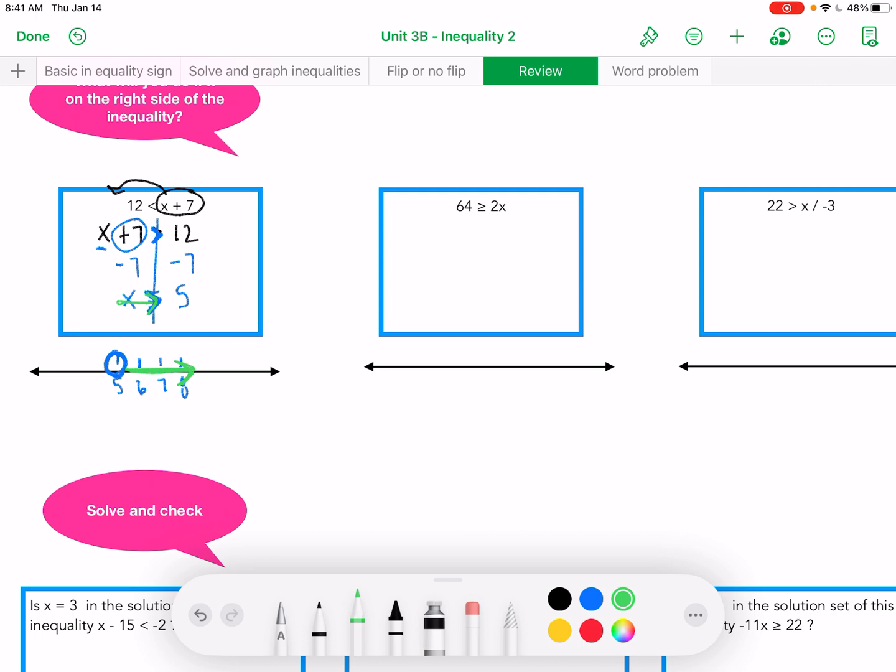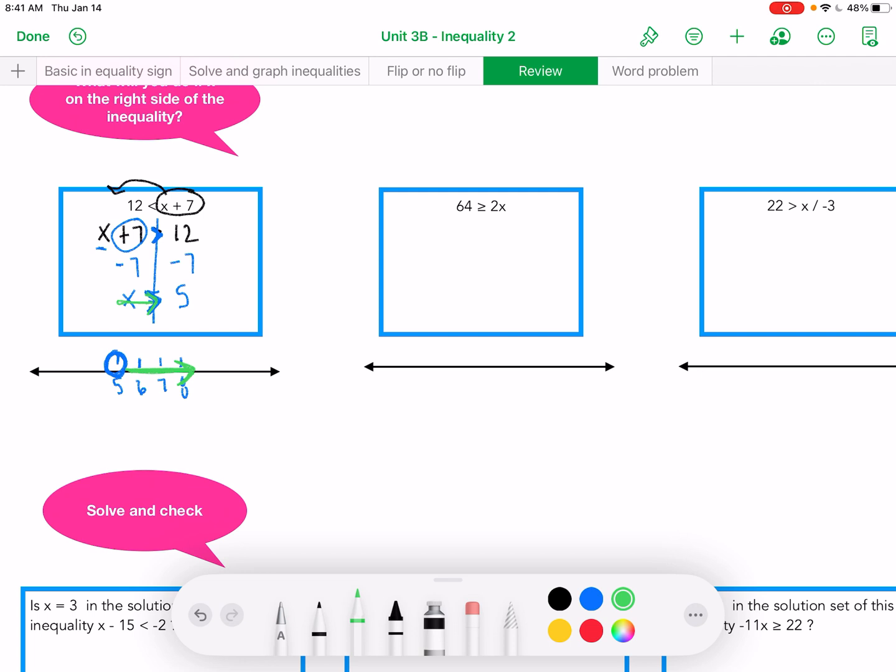Because if it is 5, 5 plus 7 is 12. And to make this inequality a true statement, to make it greater than 12, it would have to be 6, because 7 plus 6 is 13. 7 plus 7 is 14.